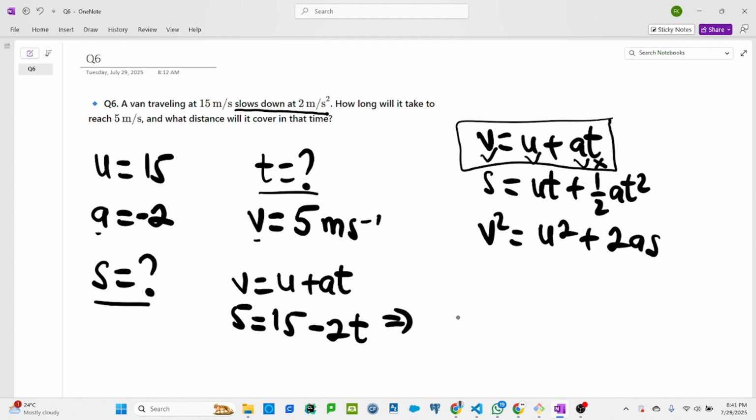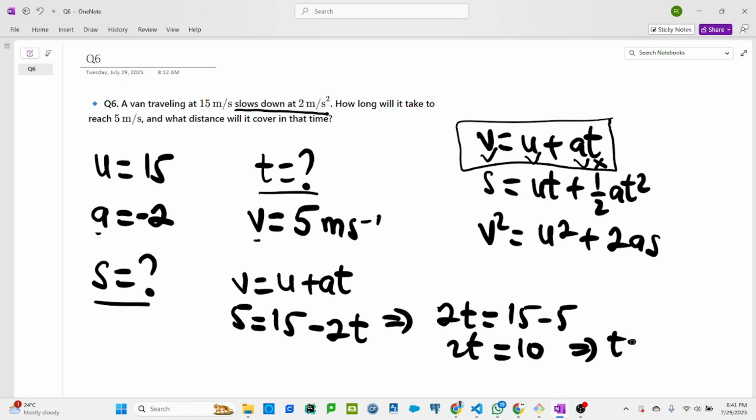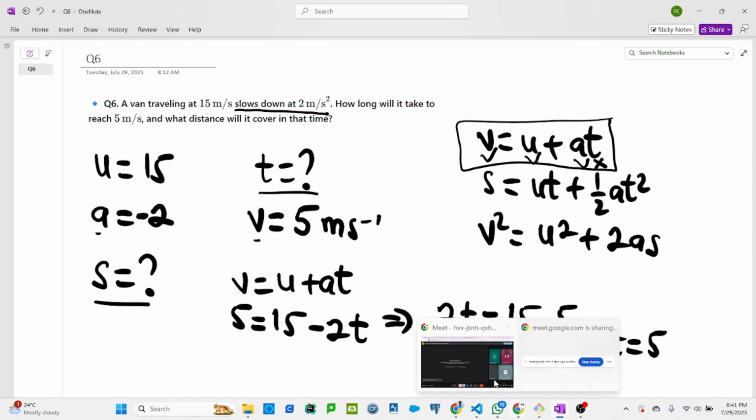Now let's solve this. This one is just mathematics. So 2t will be equal to, I carry the 2t to the other side, so I have 15 minus 5 on this side. So 2t is equal to 10. This means that t is equal to 5. What's the unit? What unit are you giving it?